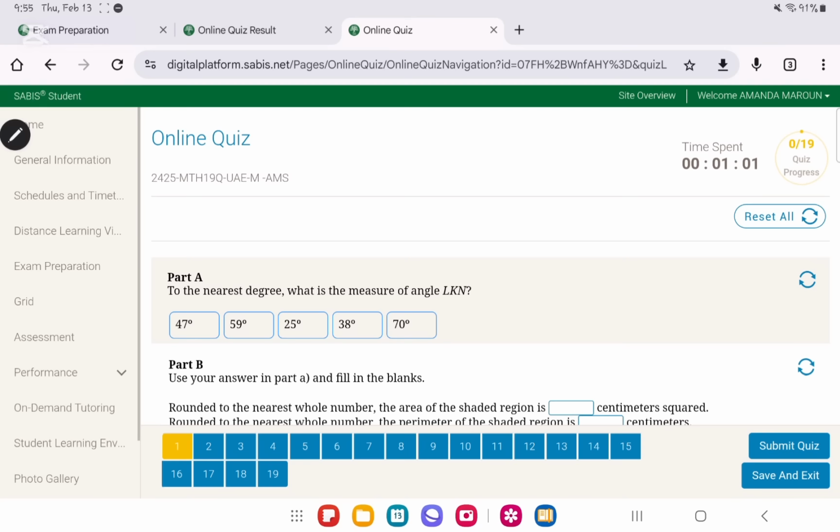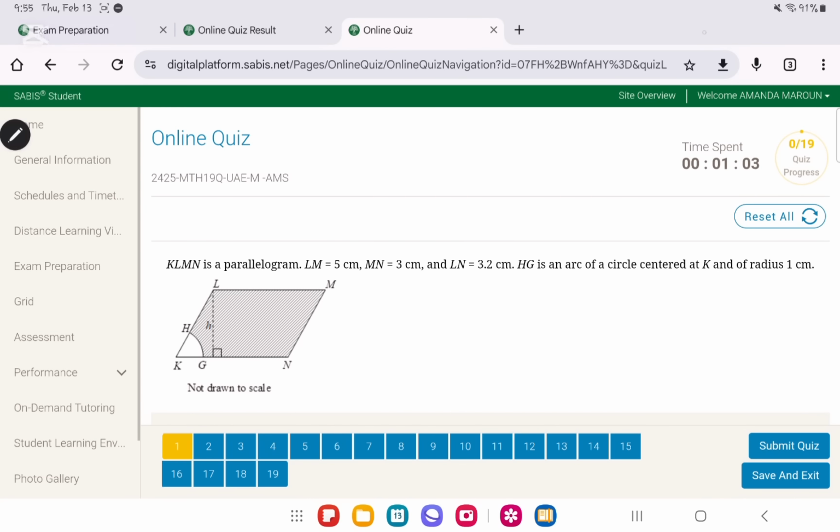First, they need us to find the measure of angle LKN. To find it, very simply, we can take this side, which we know is 3 centimeters, and this side over here, which is 5 centimeters. We are also given the diagonal, this side over here, which we found to be how much? 3.2 centimeters. Now in this method we're going to use the cosine rule because we have 3 sides and we need to find the angle.